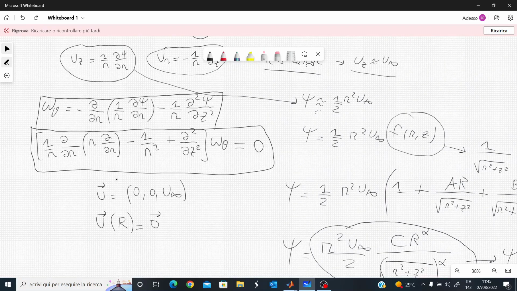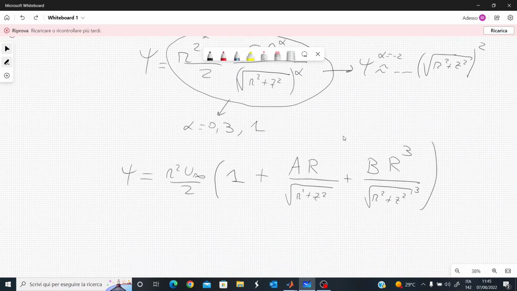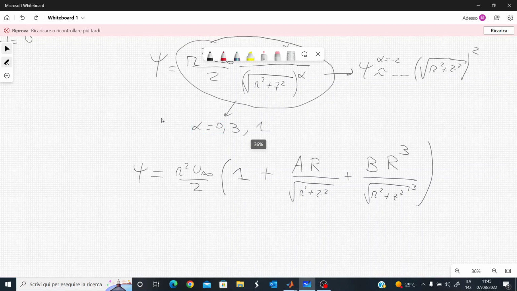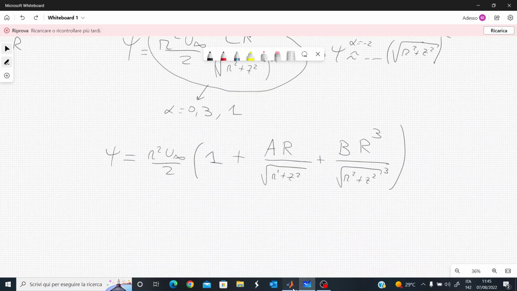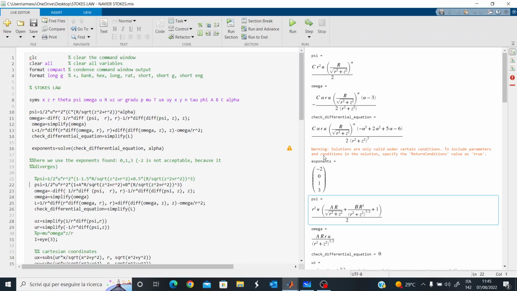In particular, we have already used this condition here. So when r or z are very large, we know that psi behaves like this. We already know that because this is already equal to 1. But we need to use this condition here. U of r is equal to 0 when the square root of r squared plus z squared is equal to r. In that case, we know that u should be 0. And that's the next step of the derivation here.